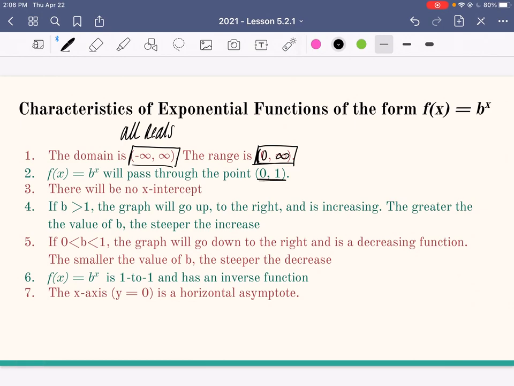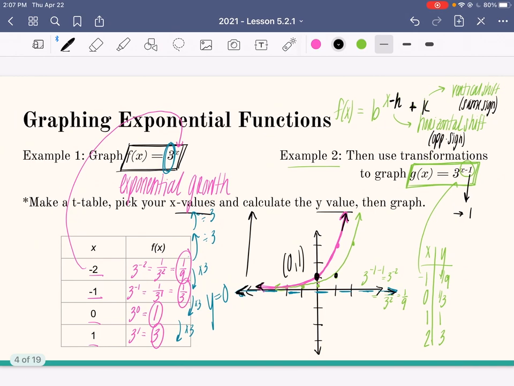So that will have that point there. There's no x-intercept because it doesn't cross the x-axis. And then a couple of distinguishing things. If the b value is greater than 1, which in this instance it was, this was a 3, that multiplier is a 3.